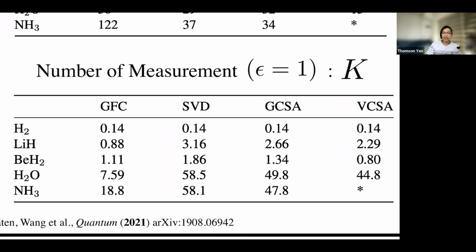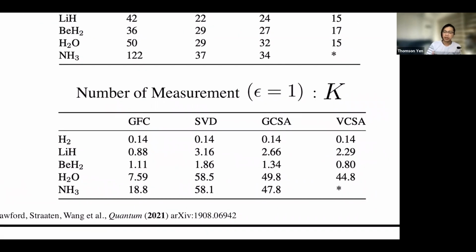But if we look at the GFC method, we actually found that the fully commuting method is still the best compared to all others. So we've gone full circle. We started with improving fully commuting and found out it was still the best.